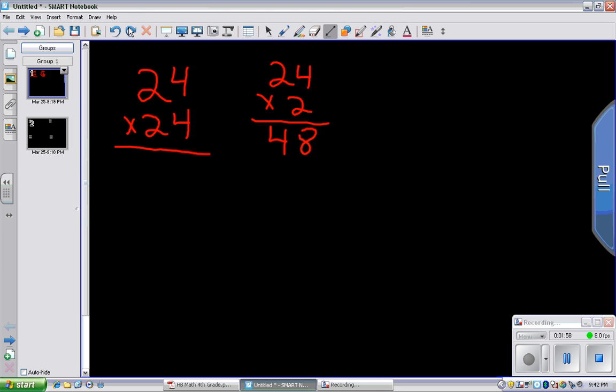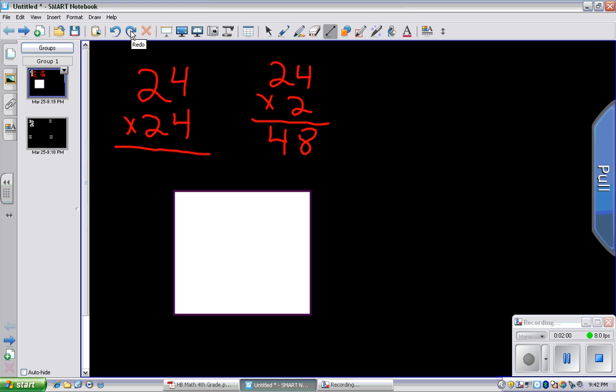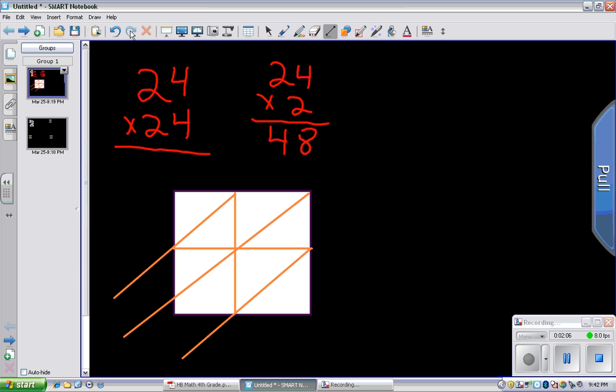Step 1, make your square. Step 2, put in your T. Step 3, put in each of the diagonals. Make sure that they go from the upper corner through the corners of each side of the box. Now you're ready to add your numbers.